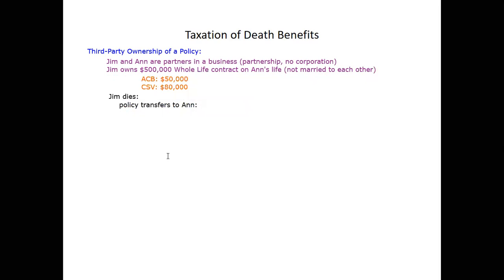What happens here? And this is a non-exempt policy, by the way. Sorry, this is a post-1982 policy. Pre-1982, there was no tax in this event. Okay. So the policy transfers to Ann. What happens here?